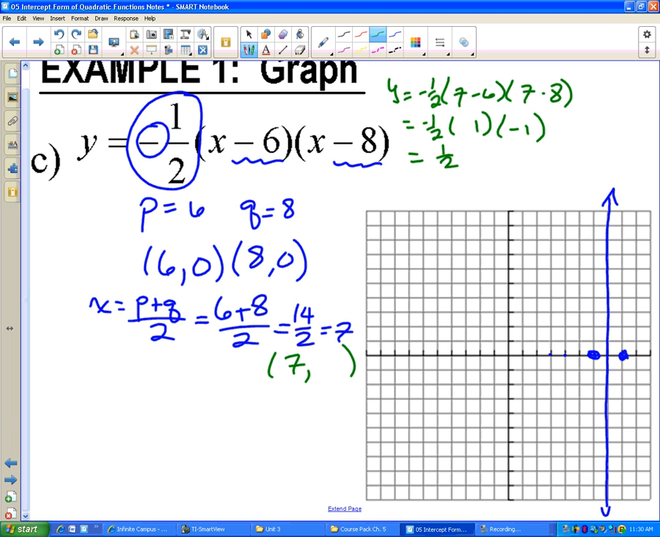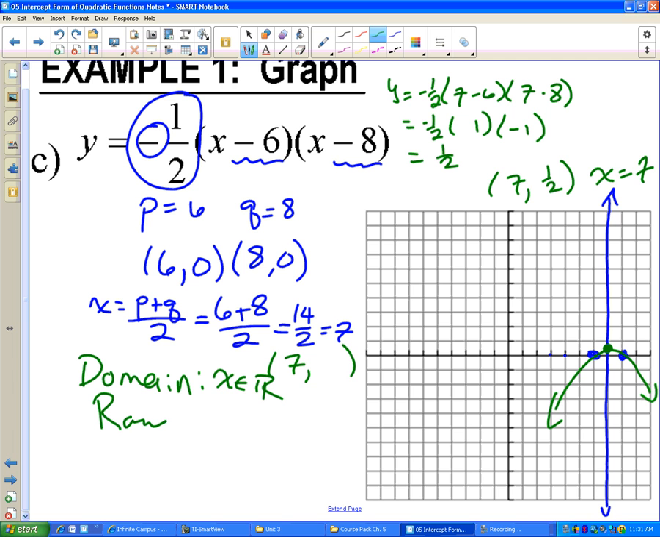So I have the coordinate 7, 1/2. Here is that coordinate. Here is my parabola. My axis of symmetry was x equals 7. What's my domain? Again, domain, x is an element of all real numbers. Range, y, since it's a negative a, is less than or equal to the y coordinate, which is 1/2. There's my graph.